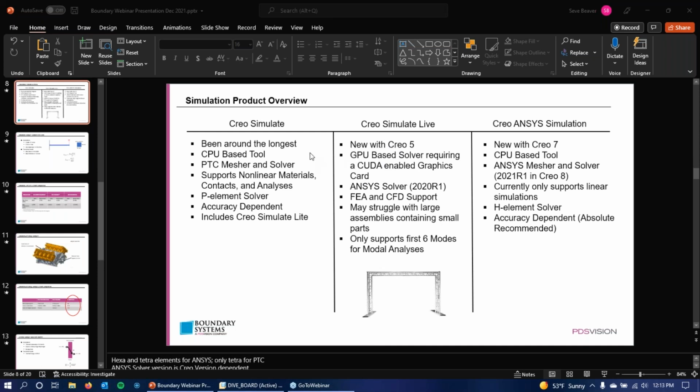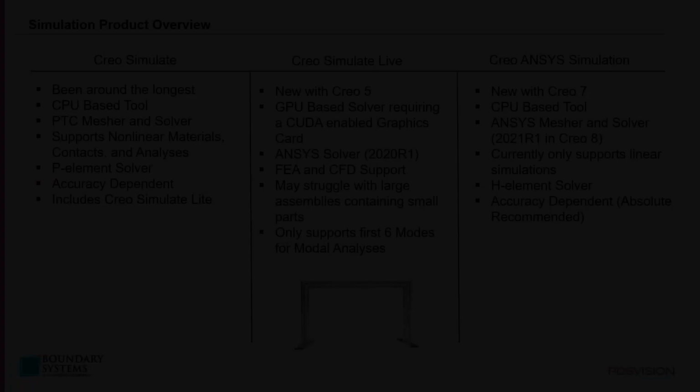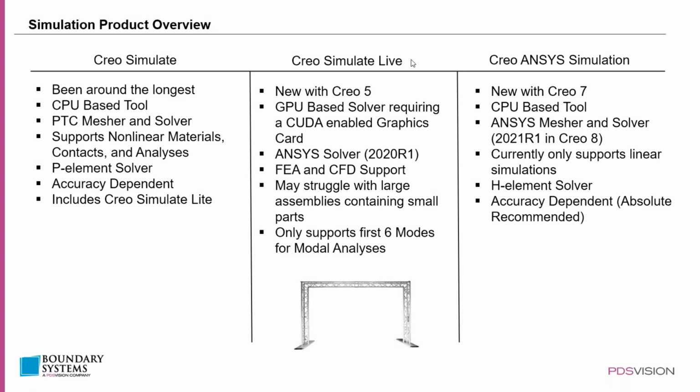Next question. Any CFD capability in Simulate? What version of Creo is required to use the different softwares? I know it says new with Creo 5 and 7 for Live and ANSYS, but I wasn't sure if earlier versions are capable of running these. So the answer is yes, unfortunately. Those are the versions of Creo also required to run those specific software. So you're not going to be able to use Simulate Live with a version prior to 5, and you're not going to be able to use Creo ANSYS with a version prior to 7.